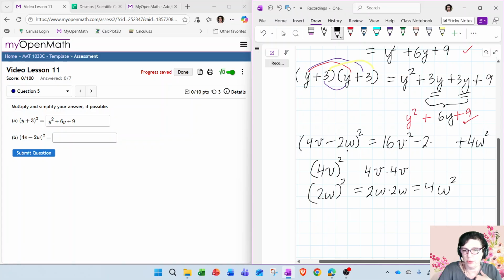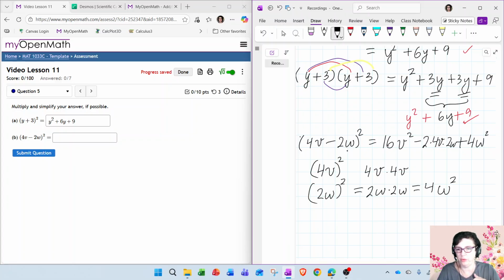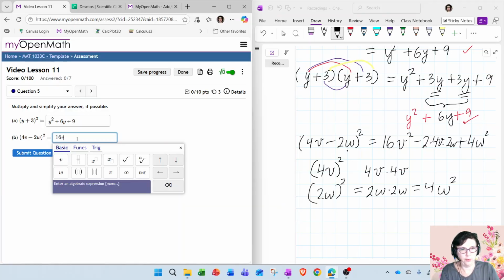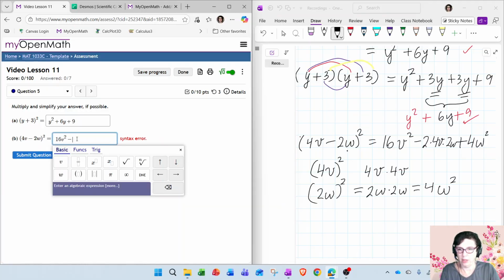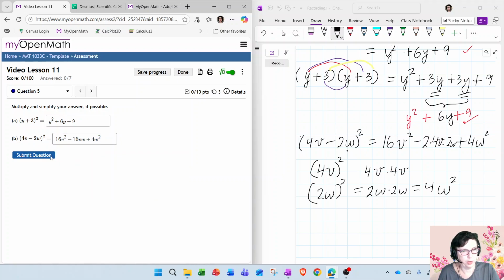Okay, it'll be negative 2 times 4v times 2w. Okay, 2 times 4 times 2, that's 16. And then v times w is just v times w. We cannot do anything with that. So we get 16v squared minus 16vw plus 4w squared. Okay, I hope I got it.